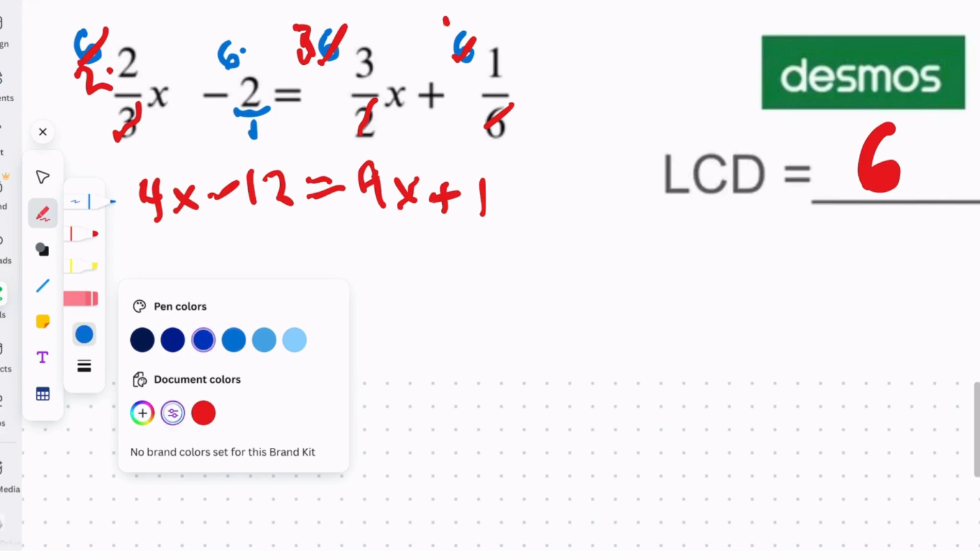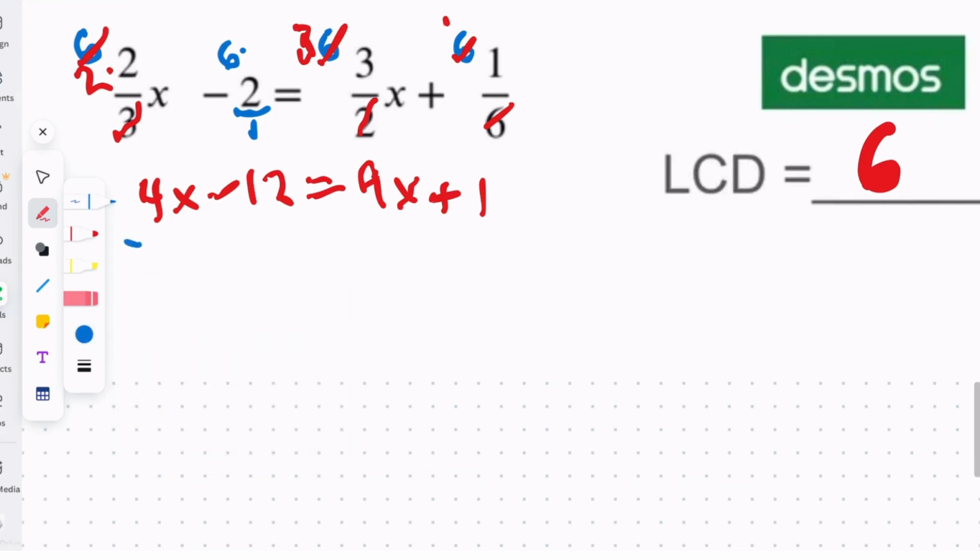I'll do that by subtracting 4x, because it doesn't really bother me that my x's are on the right side. If I subtract 4x, that means my x's are on the right side, my numbers are on the left side. I'll subtract 1.